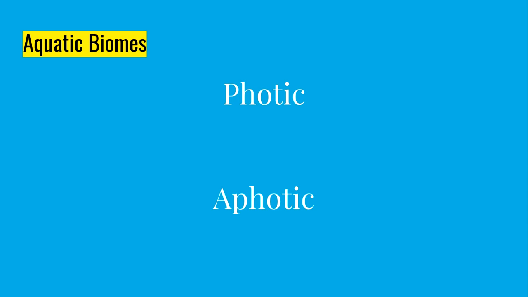So you said this word, photic. What does photic and aphotic mean? What are the photic and aphotic regions? Where photosynthesis is possible and where it isn't. So it's like where the plants grow versus where they don't.